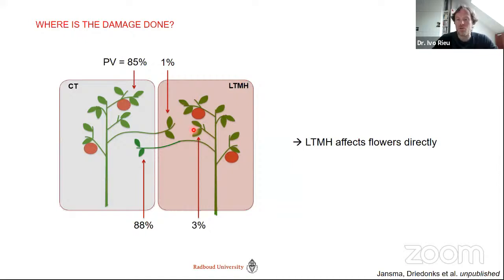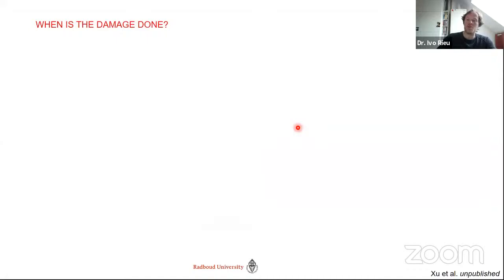And the conclusion is long-term mild heat affects the flowers directly, and it is not an effect on the vegetative part of the plant. We also measured photosynthesis, and it's indeed not affected by our type of heat. So altogether, we think it's really a local effect in the flower. That was our first basic question that we wanted to have answered. And then the second question is, well, when is the damage actually done?